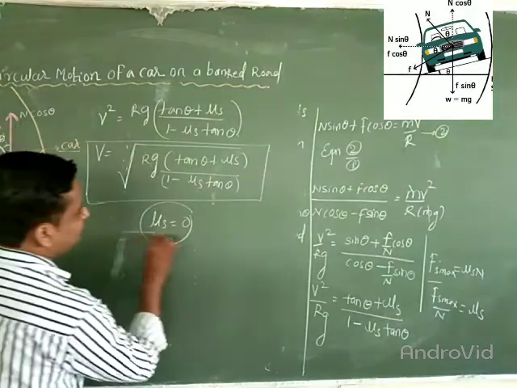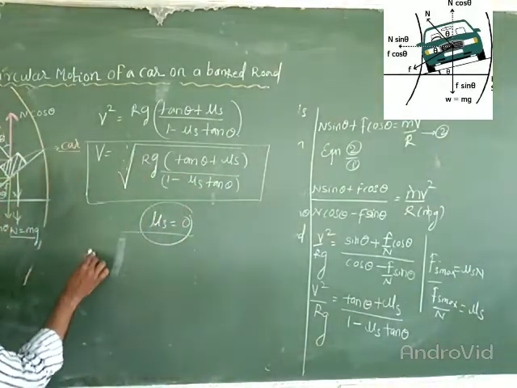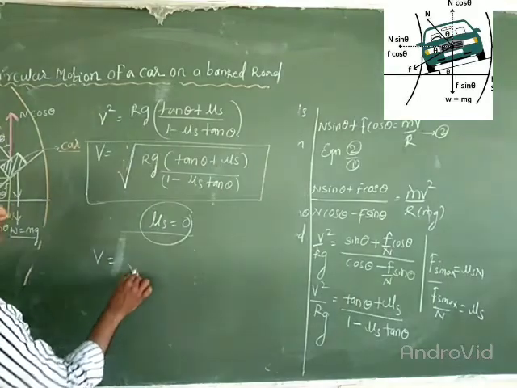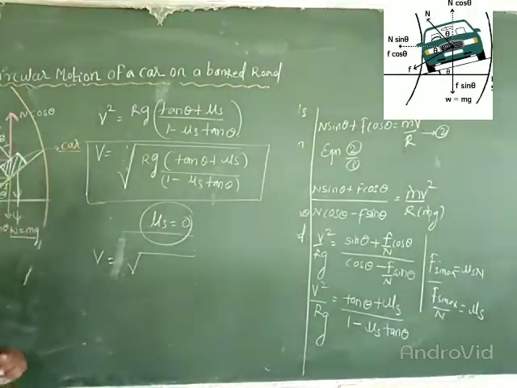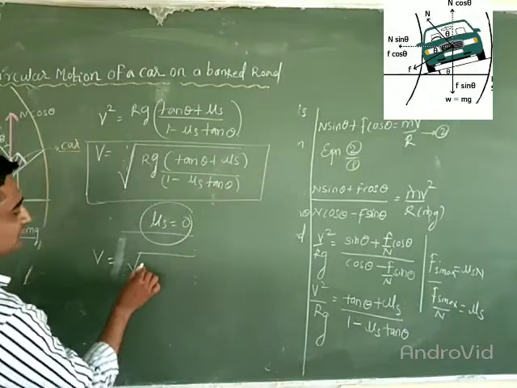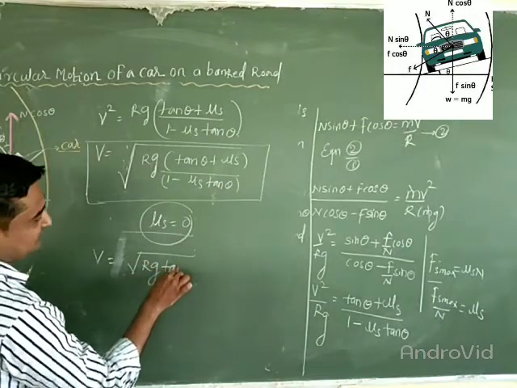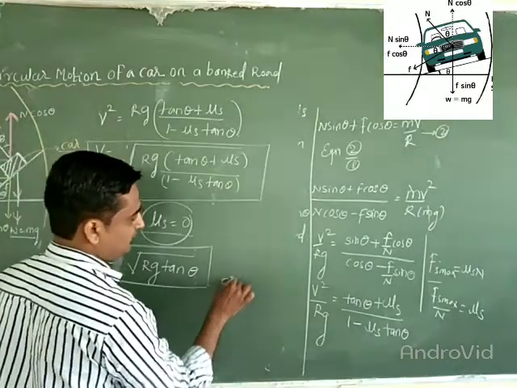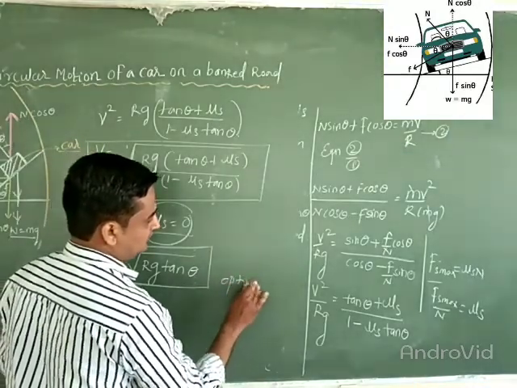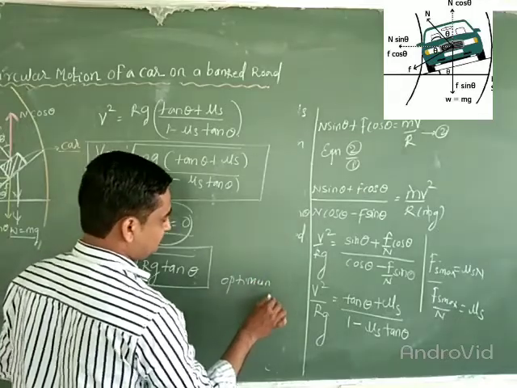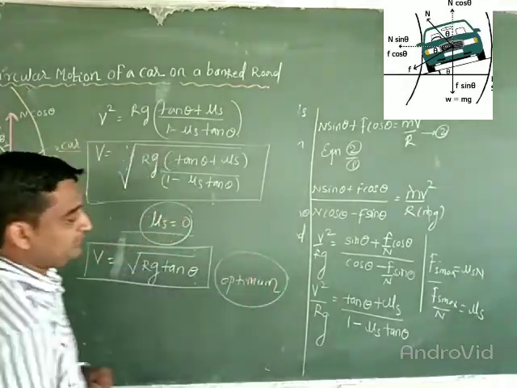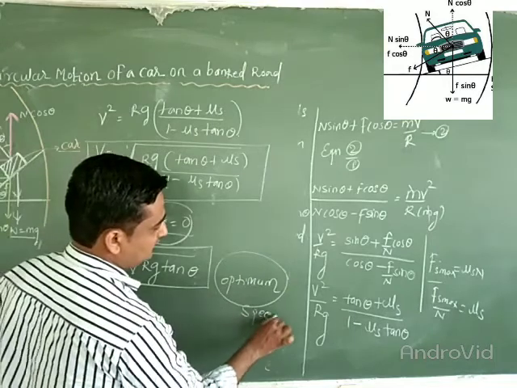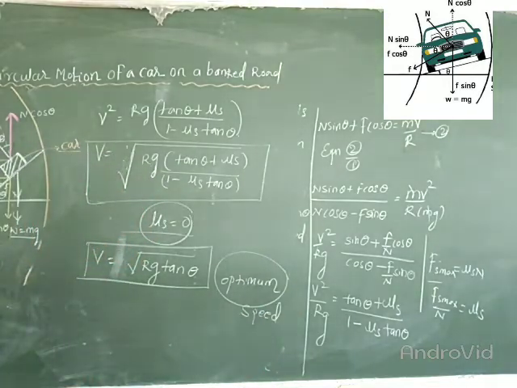So that can be obtained by putting mu s is equal to 0 in this equation. So V is equal to, by putting mu s is equal to 0 in this equation, this term becomes 0 and this term becomes 0. Then Rg tan theta. So Rg tan theta is what? The optimum speed of a vehicle which is moving on the banked road, right? That is V is equal to square root of Rg tan theta.